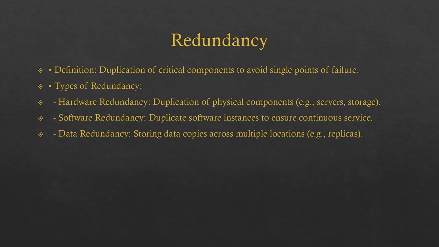Redundancy is about duplicating critical components in a system to avoid single points of failure. There are different types of redundancy. Hardware redundancy involves having backup physical components like servers or storage. Software redundancy involves running multiple instances of software to ensure uninterrupted services. Data redundancy stores copies of data in multiple locations, safeguarding against data loss.